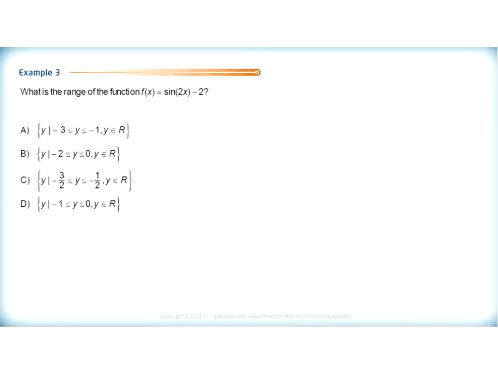In the next example, we are asked, what is the range of the function? The function here is defined as f of x equals the sine of 2x minus 2. So here we have the equation of your sinusoidal axis, which is y equals -2. The amplitude in this case is still equal to 1. So that means that the maximum value of this function would be given by -2 plus 1, which is -1, and the minimum value of the function is -2 minus 1, which is -3.